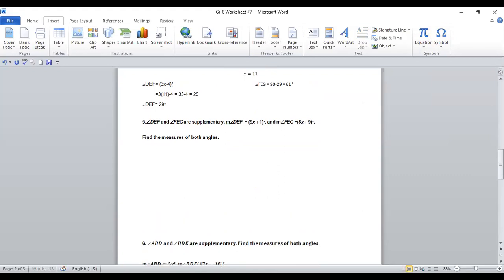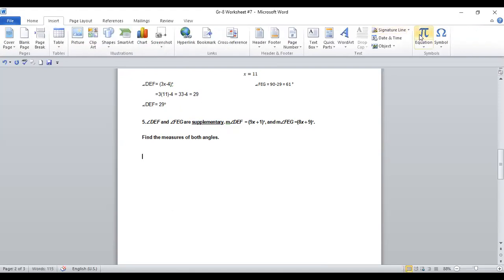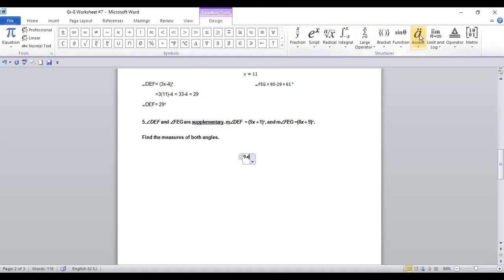Okay, quickly let's move on to question number 5. So this is going to be supplementary. So these words are very important here because the whole question is based on these. So supplementary means it is 180. So I'm going to first write the equation. So that's, let me put them inside parentheses, (9x plus 1) plus (8x plus 9) is going to give you 180. Why 180? Because they are supplementary.